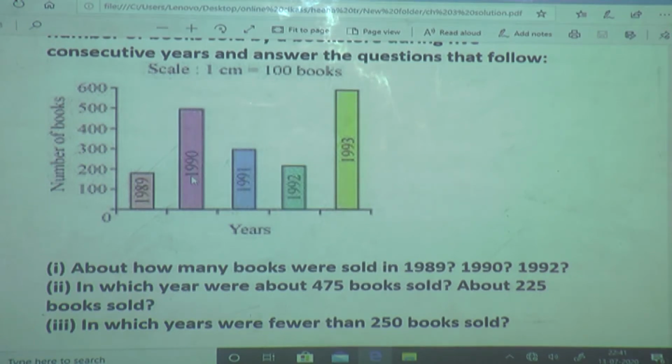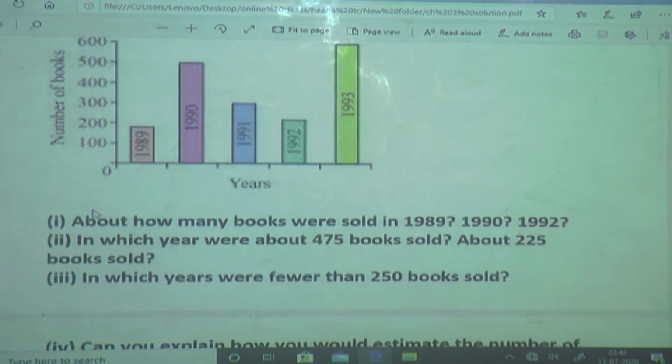You can write the answer as 1990: 475 books were sold in the year 1990. And about 225 books: we have to see in between 200 and 300 where 225 books is. You can see here this will be 1992. You can find 225 with the help of a ruler, or you can use the graph paper, so you can find that answer.